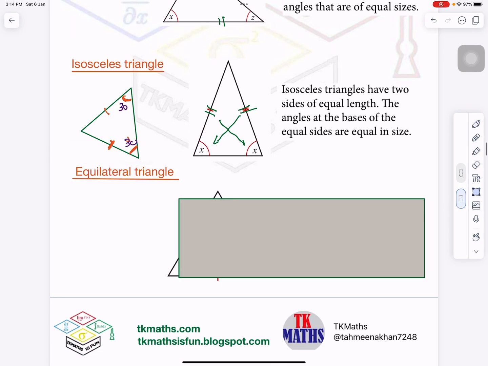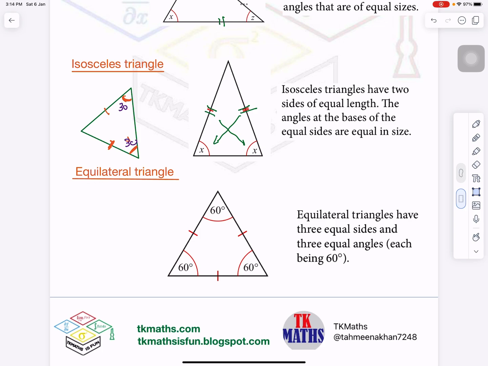What is the next one? Equilateral triangle. Do you remember what is an equilateral triangle? It is the one in which all the sides are equal and all the angles are equal. Right? So single sign on the side, single line means they are all equal. Here I can write single sign also, or I can write double. This is just an identification.